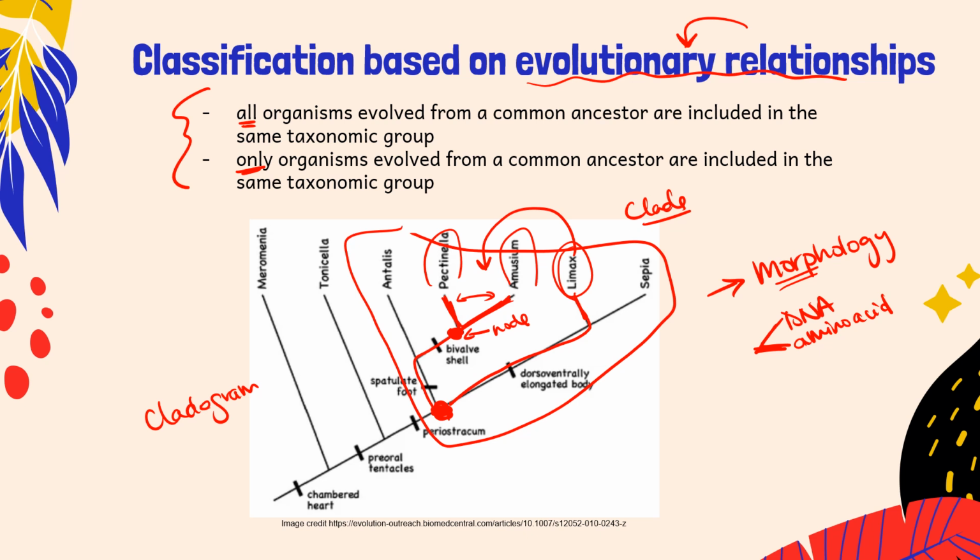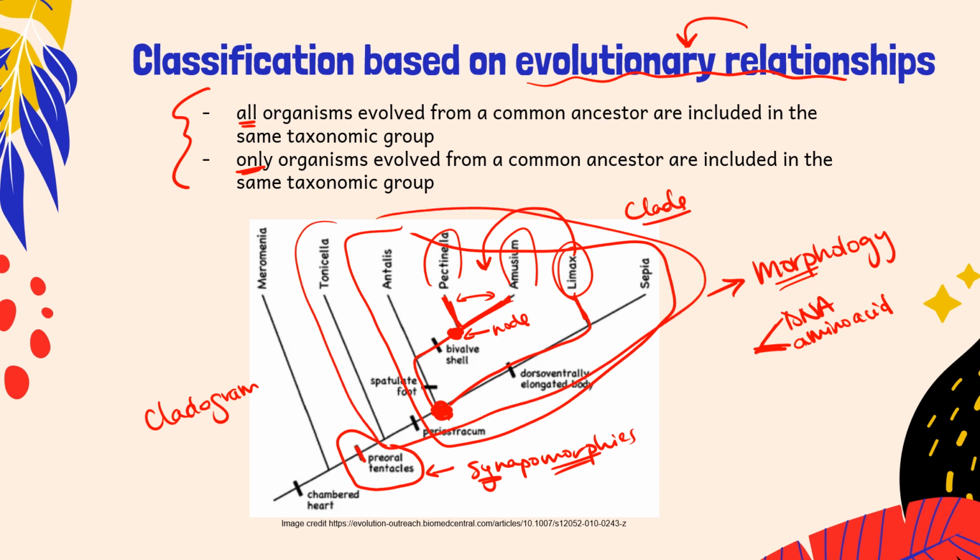This cladogram is pretty cool because it includes some morphologies that we're going to call synapomorphies. Syn meaning together or at the same time, and morph meaning shape or form. These are shapes or forms that are shared by all of the organisms after that point in the cladogram. So all of these groups have a preoral tentacle, but only these groups are going to have dorsoventrally elongated bodies.